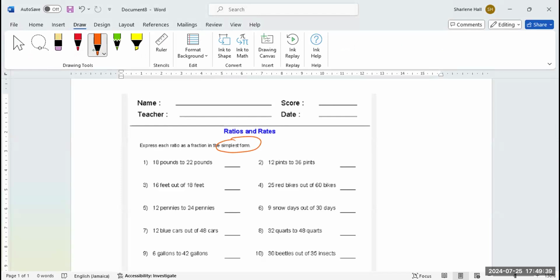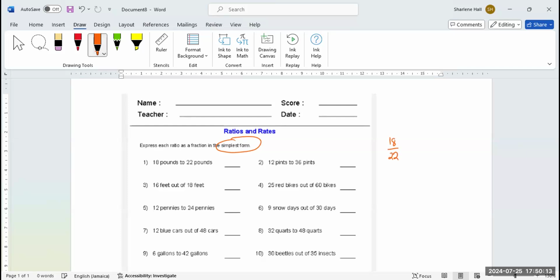Sir, you would divide it, sir. You can use the highest common factor, and divide by what can go into both. Is it multiplier or factor you want to say? Factor, sir. All right. Good. So how did you do yours? I just wrote it as 18/22, sir, as a fraction. Okay. All right.